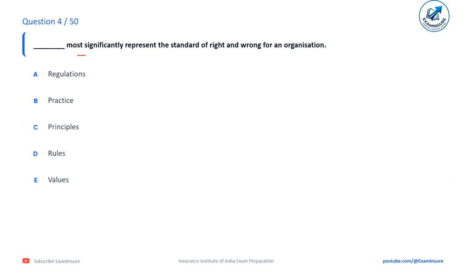Which of the following most significantly represents the standard of right and wrong for an organization? किसी भी organization के लिए right और wrong क्या represent करता है? Regulations, practice, principles, rules and values. So here the correct answer is values.